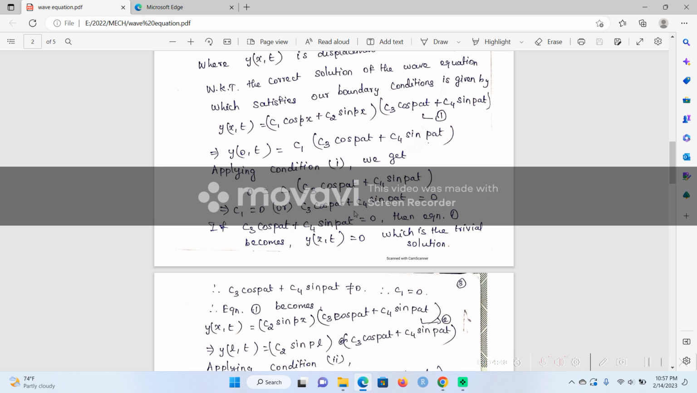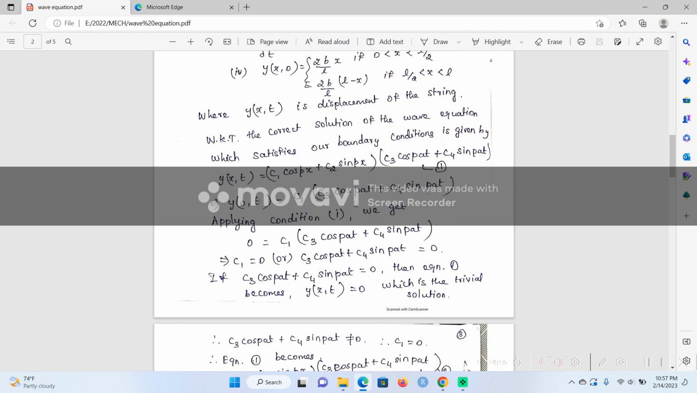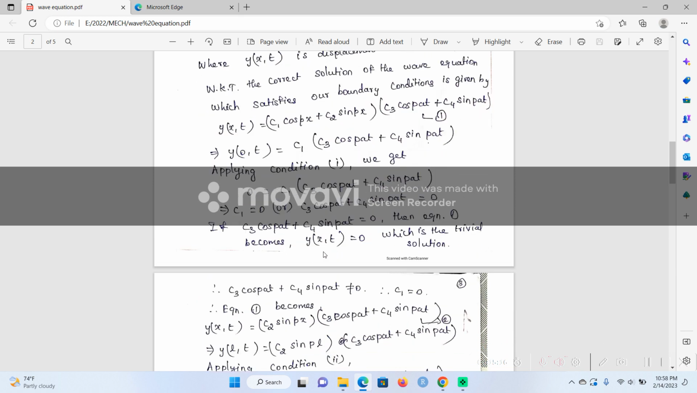So if this term C3 cos pat plus this one will be 0, then your first equation, this total term will be 0, we consider, isn't it? So 0 into anything will be 0. That means we get our displacement will be 0. But initially we have no displacement, so that solution is considered as a trivial solution. So we need a non-trivial solution only.